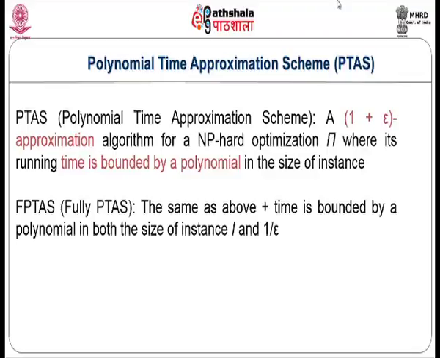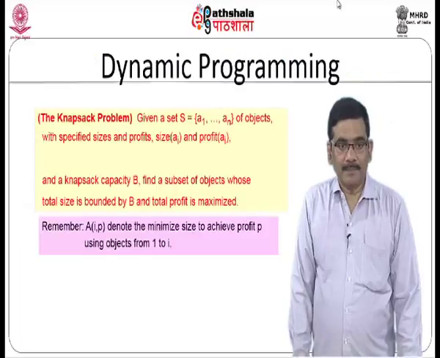So, these kinds of algorithms are called PTAS, and you have FPTAS. So, the same as above, plus the time is bounded by a polynomial in both the size of the instance and 1 by epsilon. In other words, in short, lots of algorithms are possible with different values of epsilon.